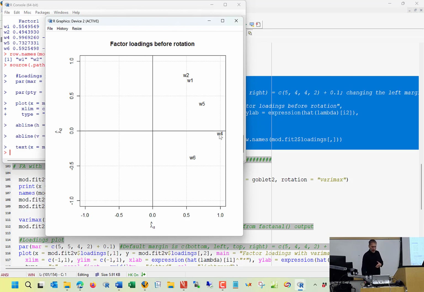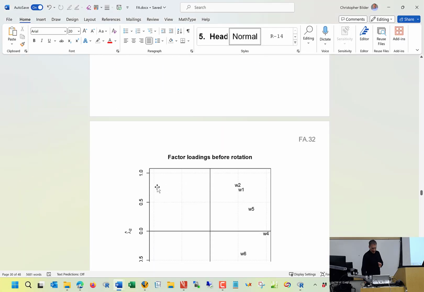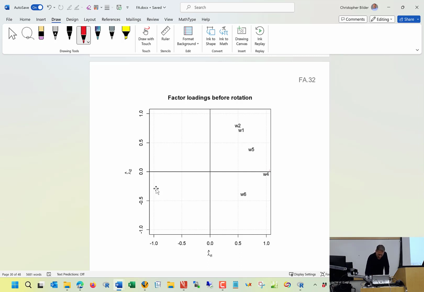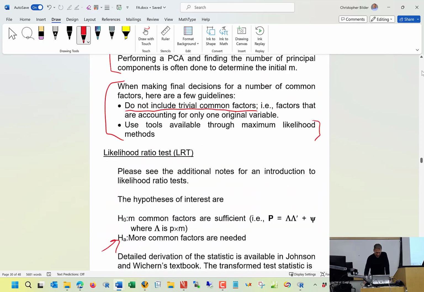Now notice where W4 falls. Let me jump on over here to my notes. It has a lambda hat 1, when I would write out the model, that is quite close to 1. Let's actually, just to verify that, write out the model.